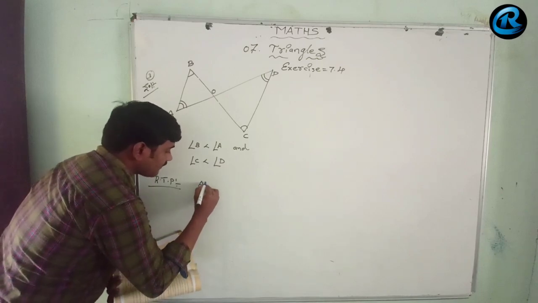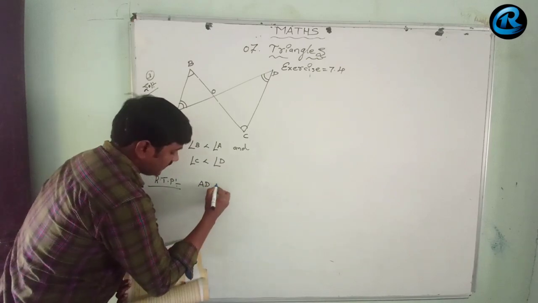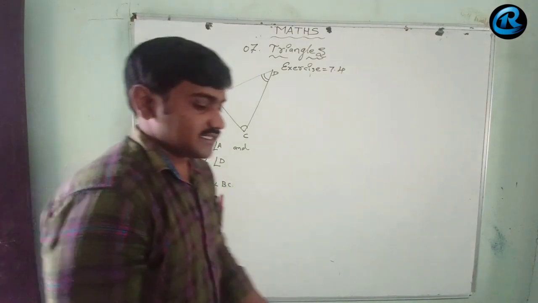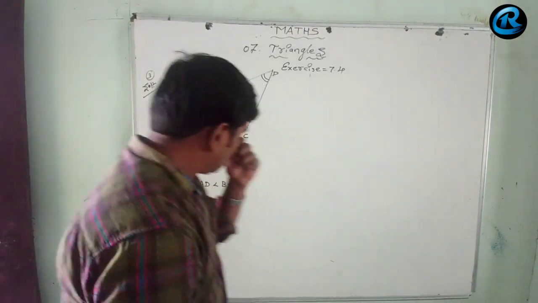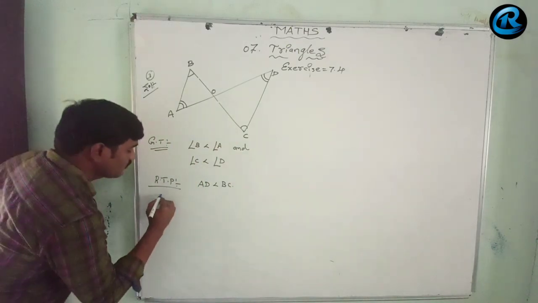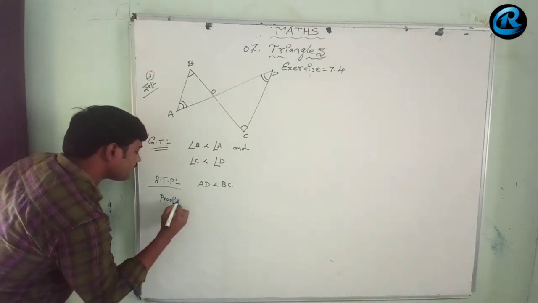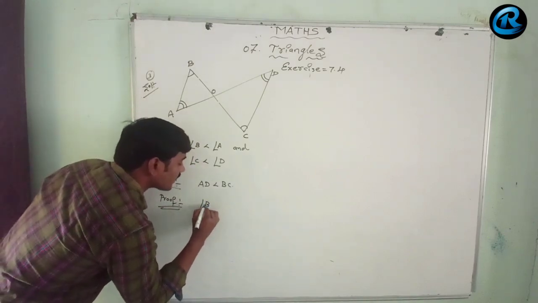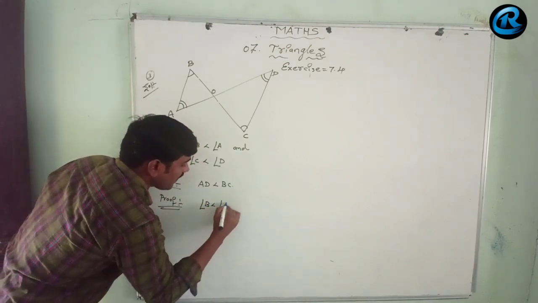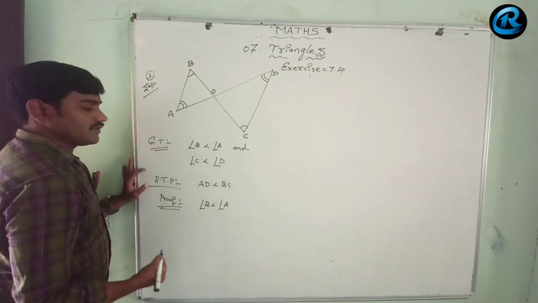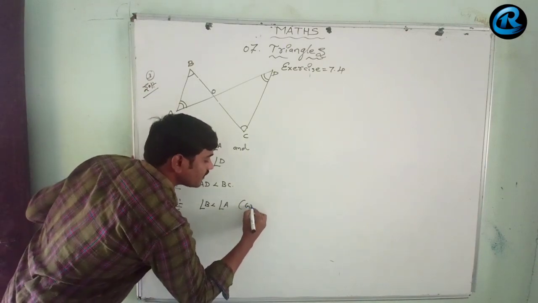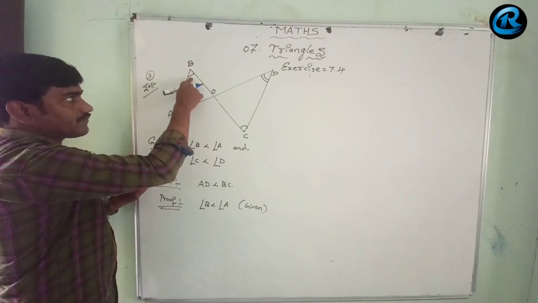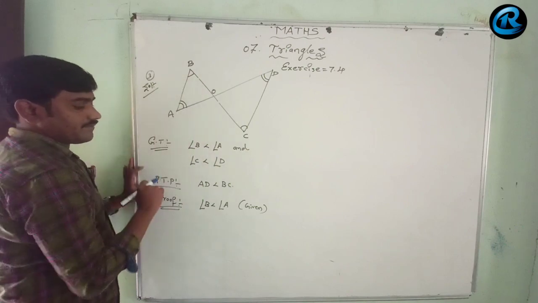So we have to prove that AD is less than BC. AD is less than BC. This we have to prove. Okay, let us prove this. Now we go for the proof. Angle B is less than angle A. This is what is given. This is what is given. Angle B is less than angle A.